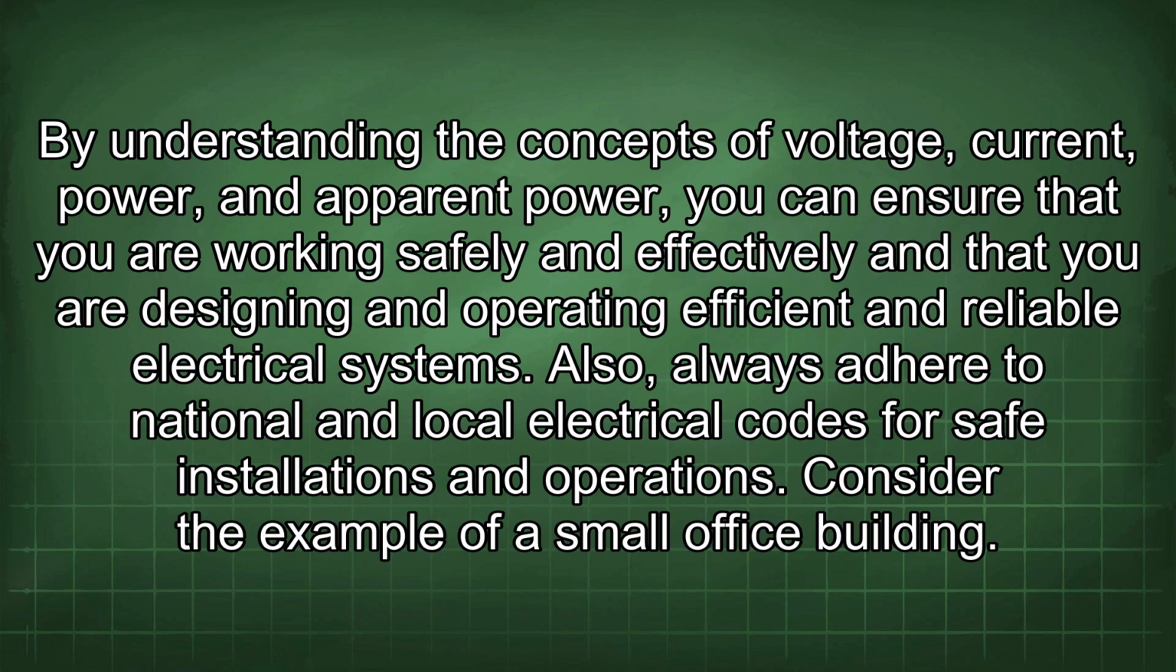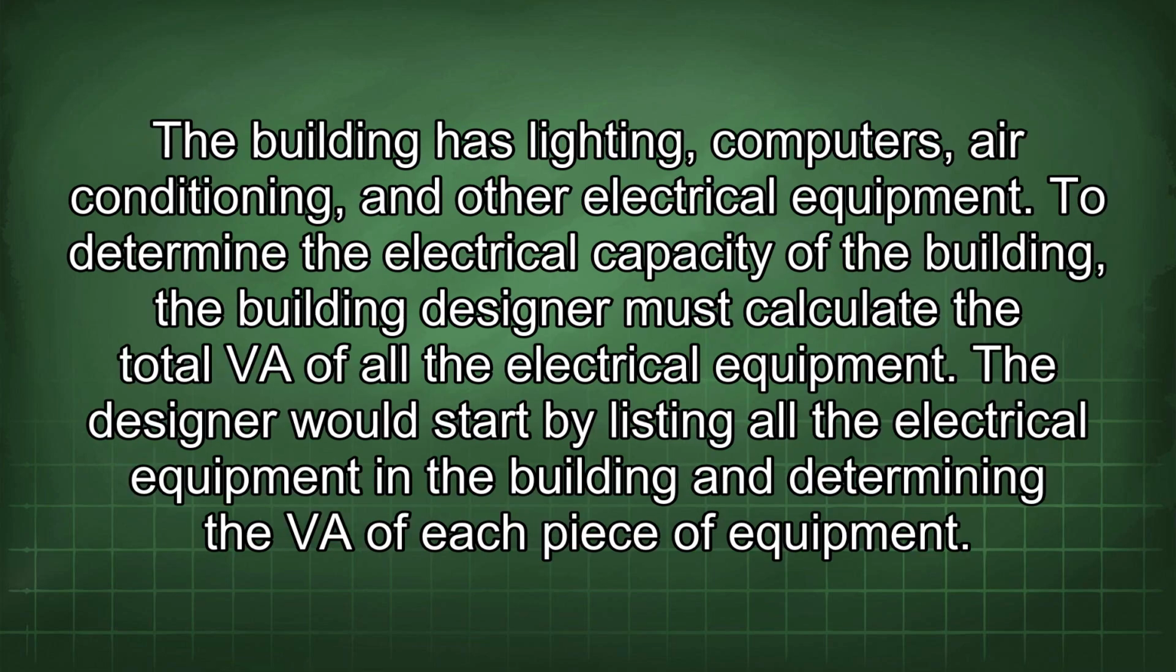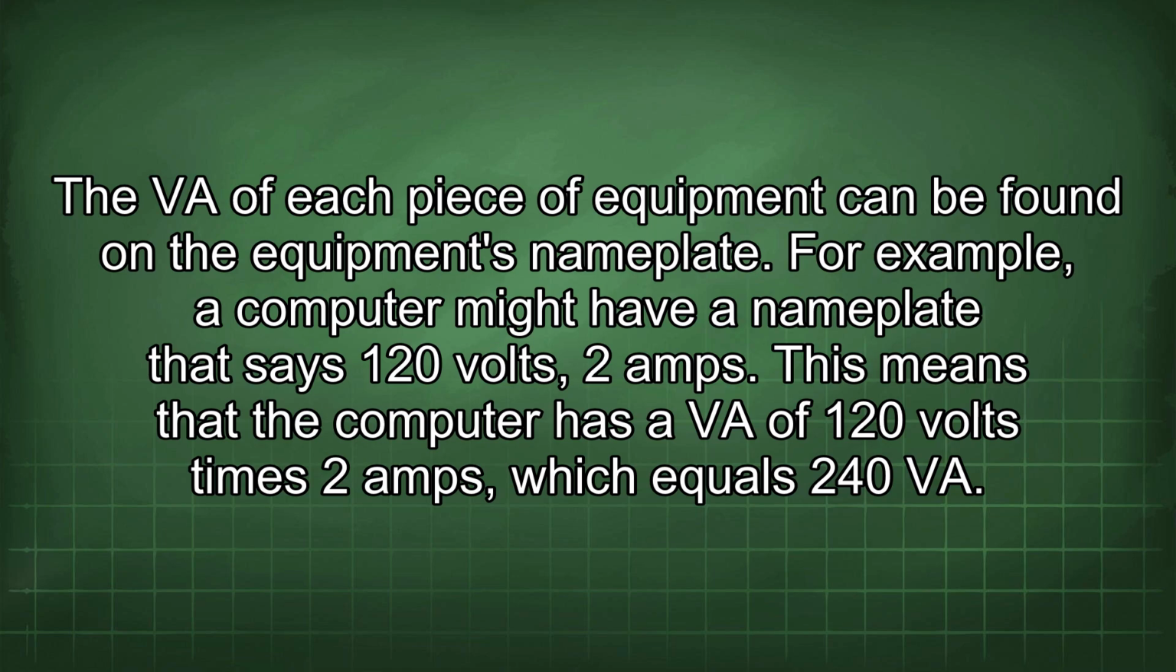Consider the example of a small office building. The building has lighting, computers, air conditioning, and other electrical equipment. To determine the electrical capacity, the building designer must calculate the total VA of all the electrical equipment. The designer would start by listing all the electrical equipment in the building and determining the VA of each piece of equipment. The VA of each piece of equipment can be found on the equipment's nameplate.